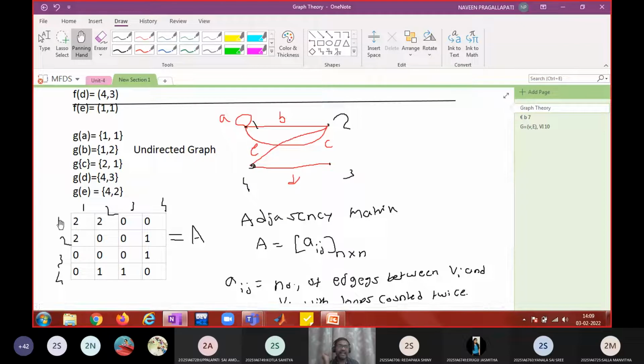For an undirected graph, degree is nothing but the number of edges going from the vertex. If it is a loop, it has to be counted as 2. So for this vertex the degree is 1, 2, loop is 2, 2 plus 2 is 4. And what is the degree of the vertex 2? 1, 2, 3, so the degree of the vertex is 3, and you can see that the row sum is also 3, and so on. Degree of the vertex is 1, row sum is 1. Degree of the vertex is 2, you can see row sum is also 2.